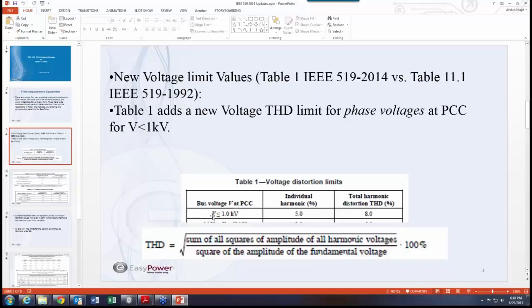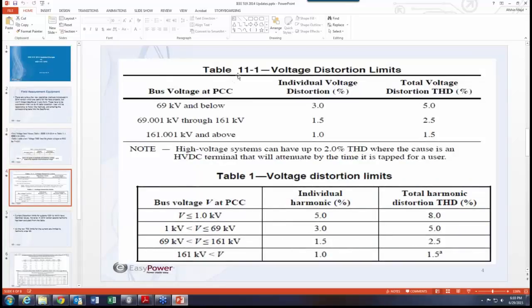As you see, there is a category for voltages smaller than 1 kV, and individual harmonics are acceptable up to 5%. Total harmonic distortion can be up to 8%. That's IEEE 519 2014. Back here, this is table 11-1, voltage distortion limits, the 1992 version. If you see, it does not categorize voltages lower than 1 kV. So it goes 69 kV and below, and this is the limit. 69 kV to 161, and these are the limits, and 161 kV and above, and these are the limits.